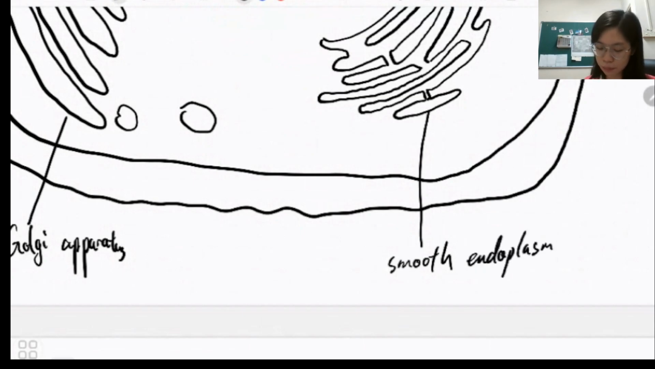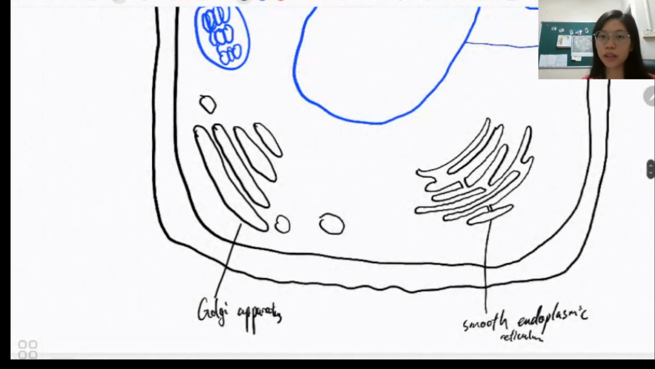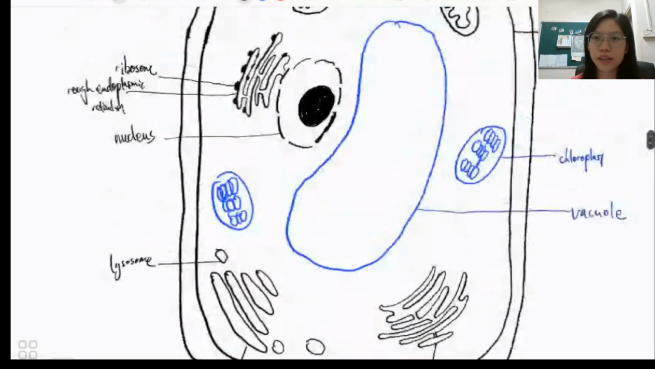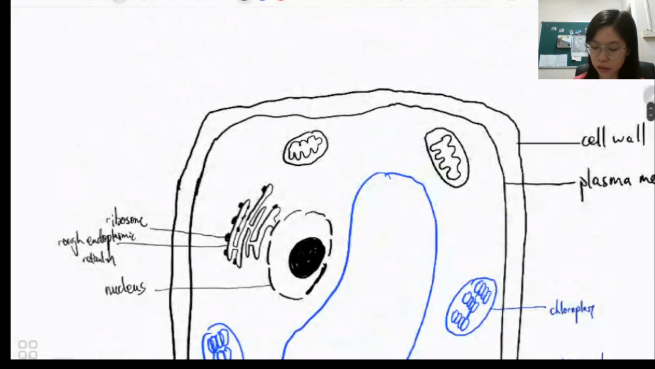And last but not least is your lysosome. So lysosome is normally in a circle shape kind of. They normally won't ask you to label a vesicle. We normally learn it as a lysosome. Lysosome is basically a vesicle that is part off from the Golgi apparatus. Anyway, last but not least is your mitochondrion.